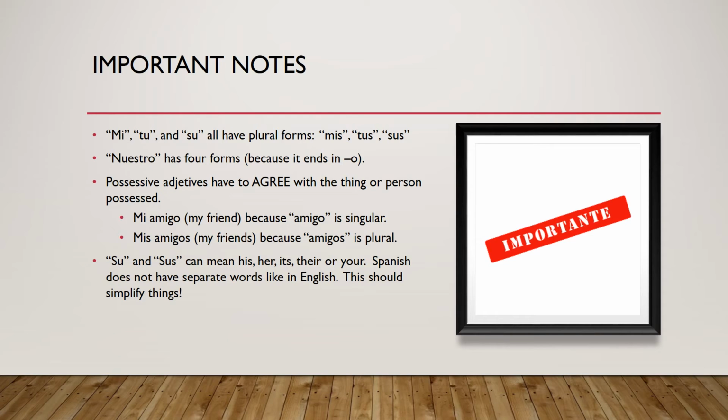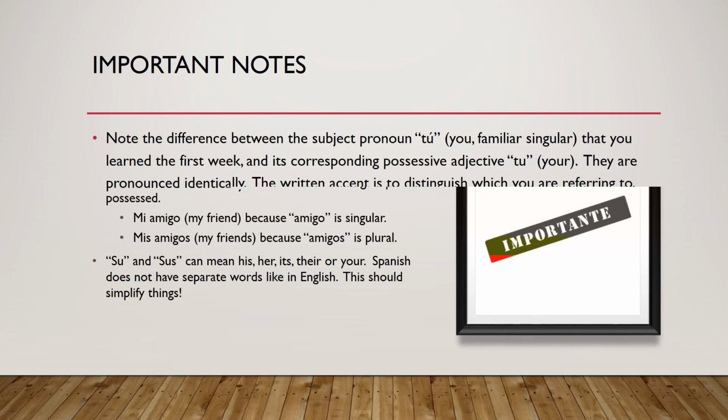We use mi because the word amigo is singular. So if we are trying to describe amigos, which is a plural noun, we change it to mis amigos. So you always want to look at the noun and then make it agree. For the words su and sus, that could mean his, her, its, their, or your in English. However, Spanish does not have these separate words. So this should actually simplify things, that there's a few less words for that in Spanish.